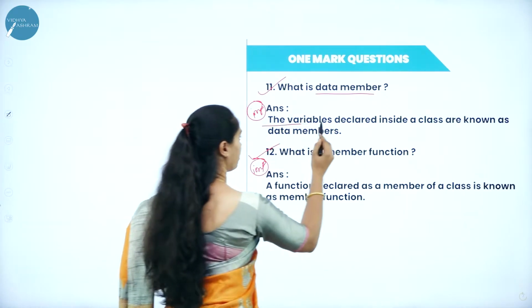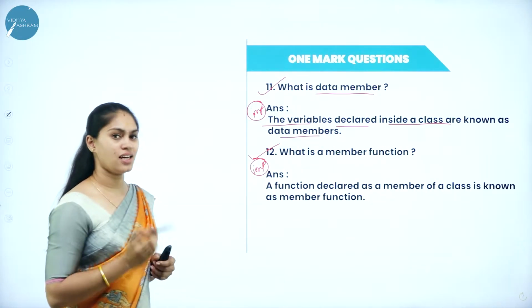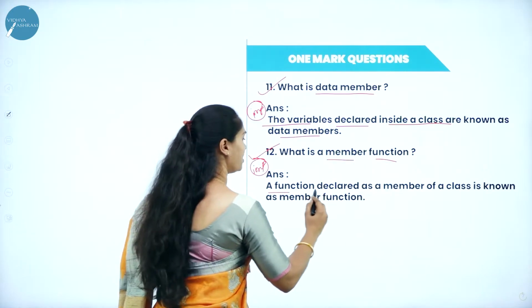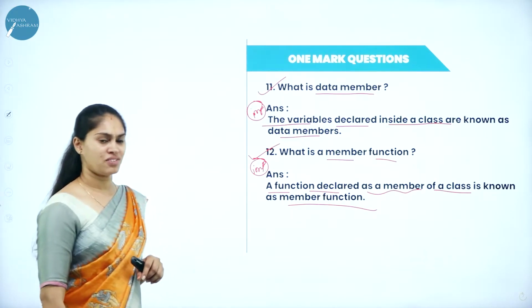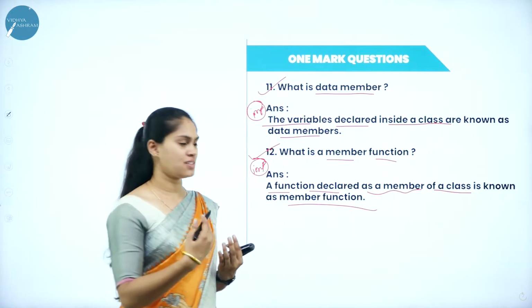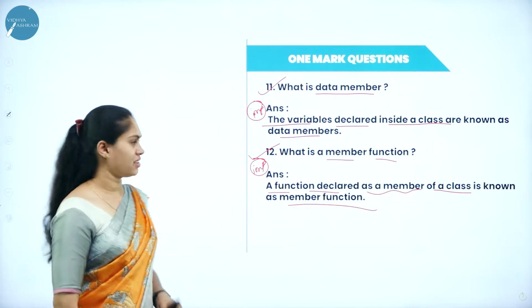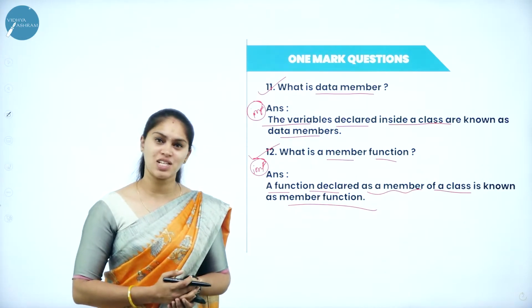Data member: the variables which are declared inside a class are considered as data members. Then what about the member function? A function declared as a member of a class is considered as a member function. If I am considering any function as a member of a class, then that will be considered as what? Member function.